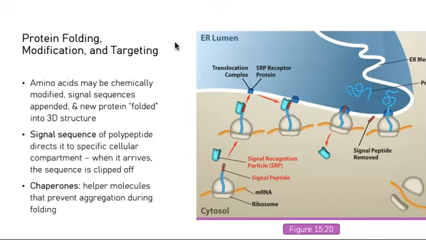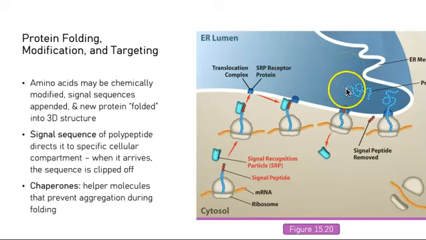We know that our amino acids can be chemically modified, there's signal sequences that are appended, and our new protein is going to fold into its 3D structure. You can kind of see the process taking place over here and it being released for modification. Now we do have something on here called a signal sequence, and that helps direct it to the specific cellular compartment that it needs to go to.